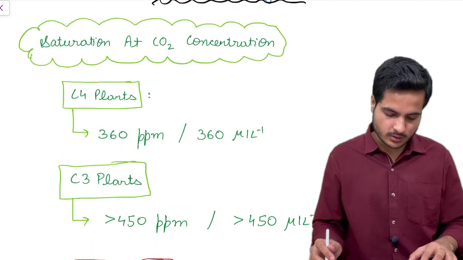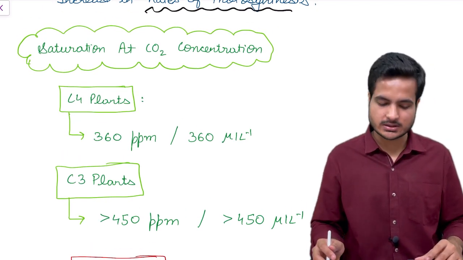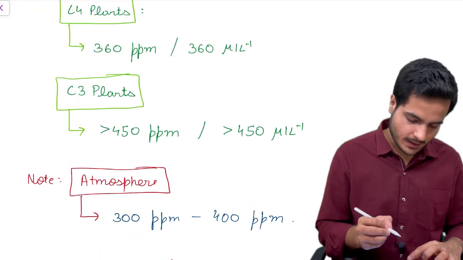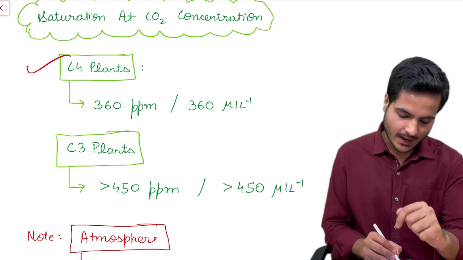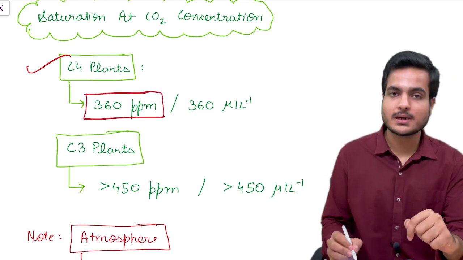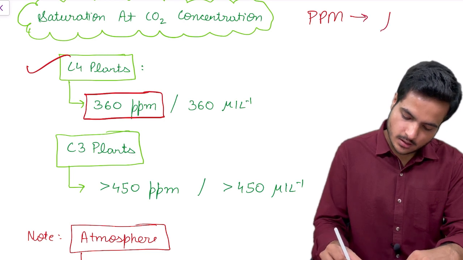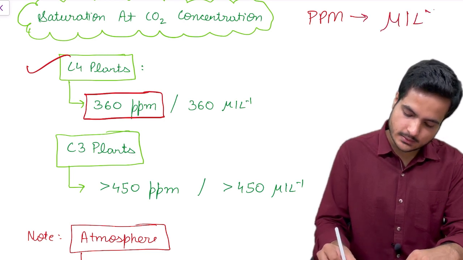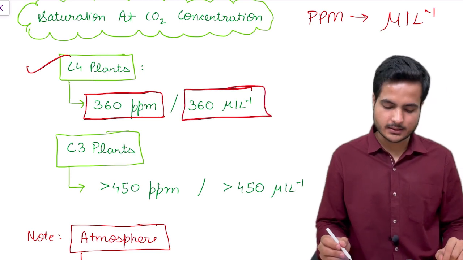Now let's talk about the saturation of carbon dioxide concentration. In C4 plants, you could see that saturation is occurring at 360 parts per million. And friends, parts per million can also be written as microliter per liter. Therefore it is also written as 360 microliter per liter.